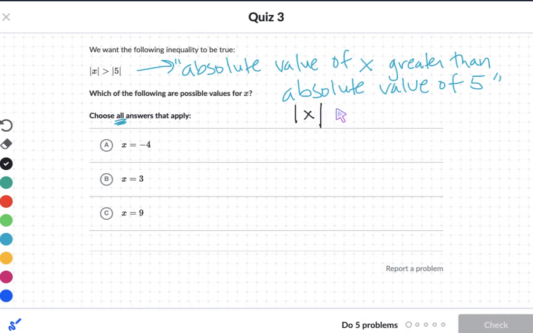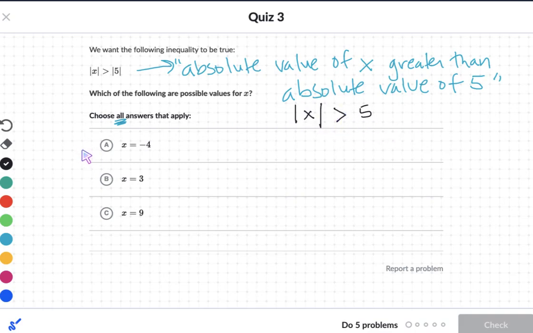That absolute value needs to be greater than the absolute value of 5. The absolute value of 5 is 5. 5 is 5 spots away from 0, so we can already change that to a positive 5. Which one of these numbers, when put in here, would give you an absolute value that's greater than 5?